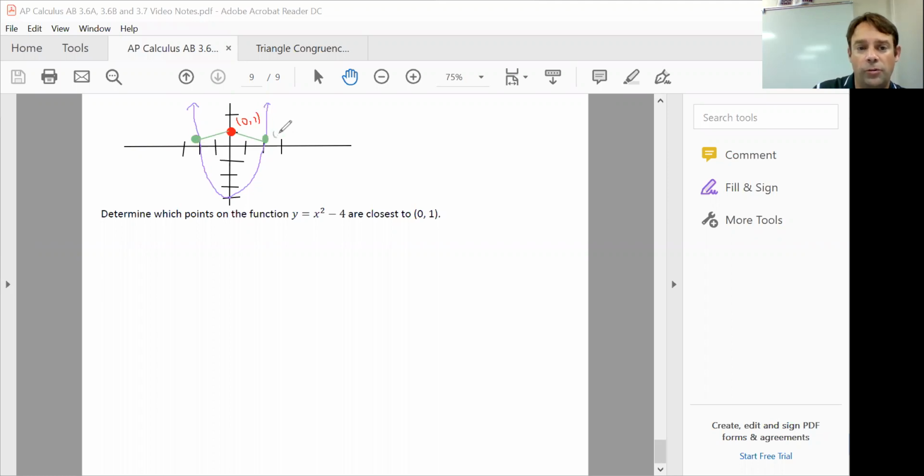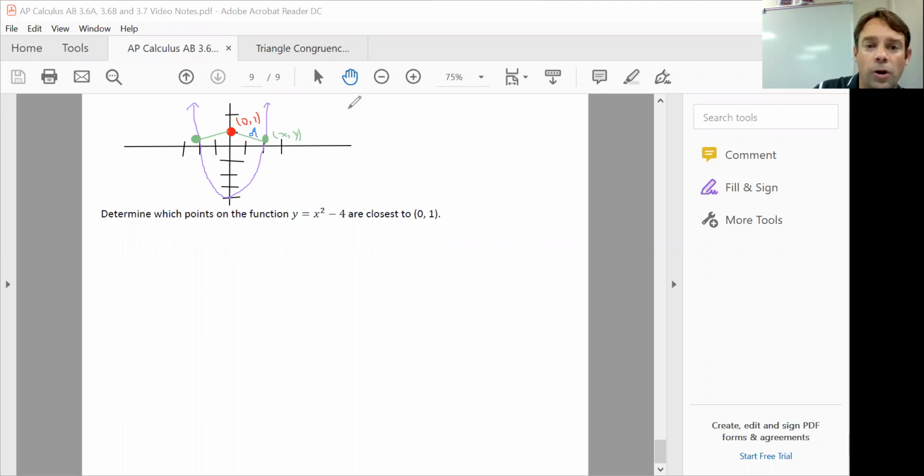Now I don't know what these points are. I'm just going to call them X and Y. But what I have to do is figure out what this minimum distance is right here. I'm not looking for a maximum distance. I'm looking for a minimum distance.